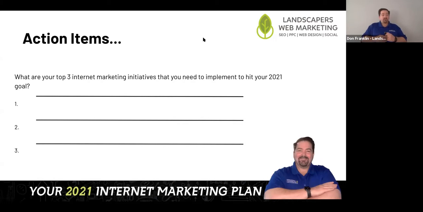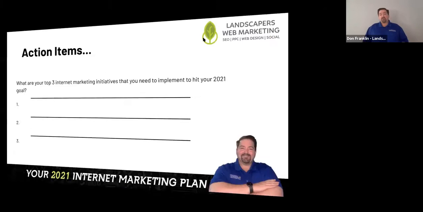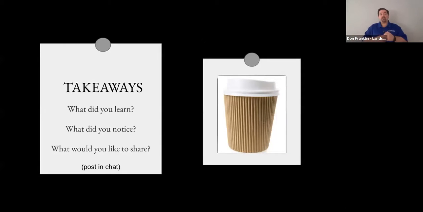So pick 3. If anybody wants to share in the chat, I would love to see what 3 things you want to implement. But just put it in writing and then share. Share it with your team, share it with your employees, your staff. And then I would like to hear any takeaways, based off of this. What did you learn? What did you notice? Anything you'd like to share?